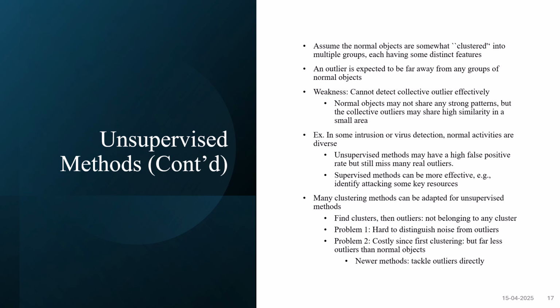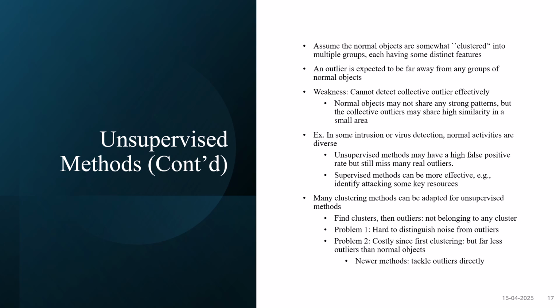Many clustering methods can be adapted to act as unsupervised outlier detection methods. The central idea is to find the clusters first, and then data objects not belonging to any cluster are detected as outliers. However, such methods suffer from two issues. The first one, a data object not belonging to any cluster may be noise instead of an outlier. The second one, it is often costly to find clusters first and then find outliers.